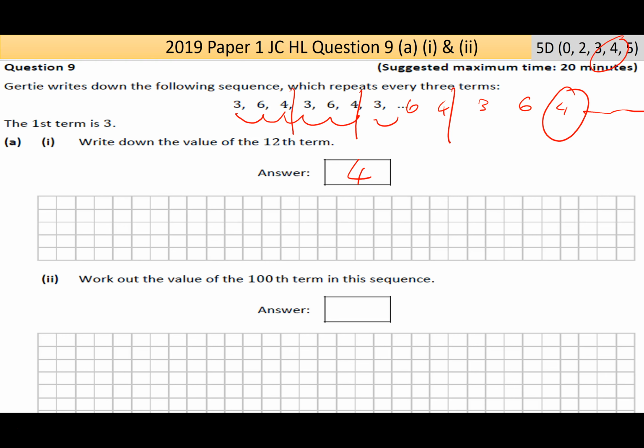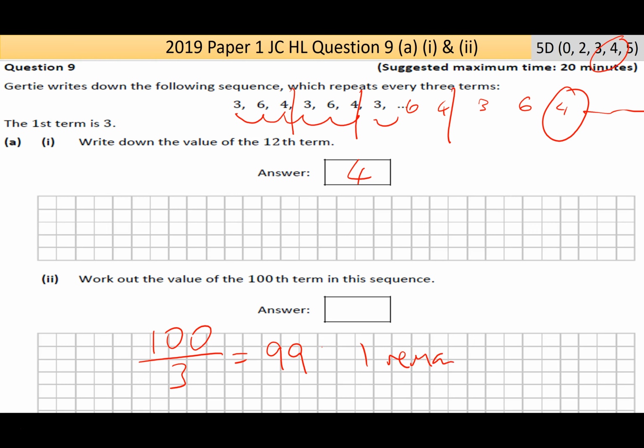Part 2 says work out the value of the 100th term in this sequence. Now, if you think, every 3 it repeats, so how many of those repeats are in our 100? So it's basically 100 divided by 3. That's going to give you 99 and a remainder of 1. So it repeats 99 times.